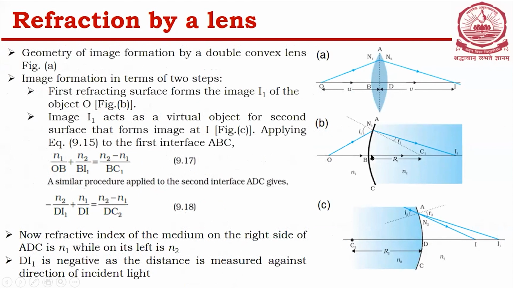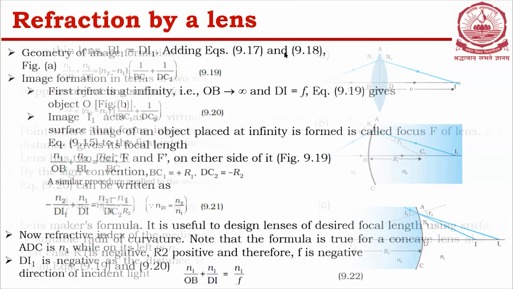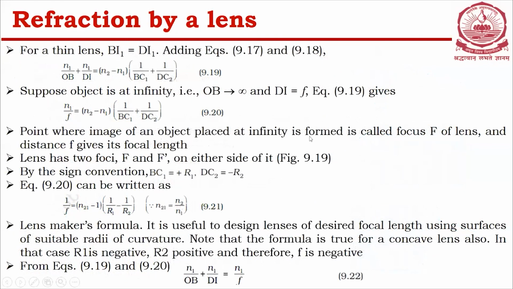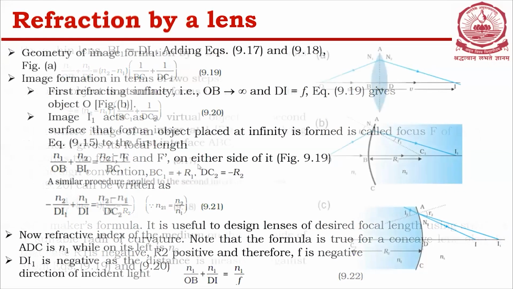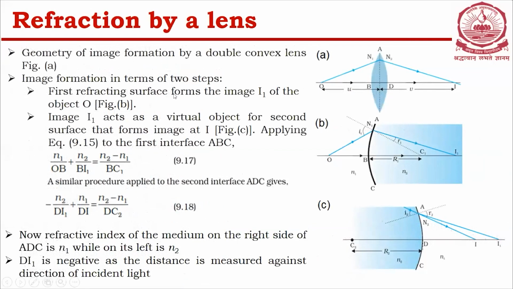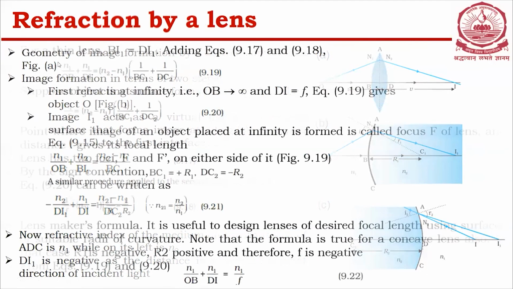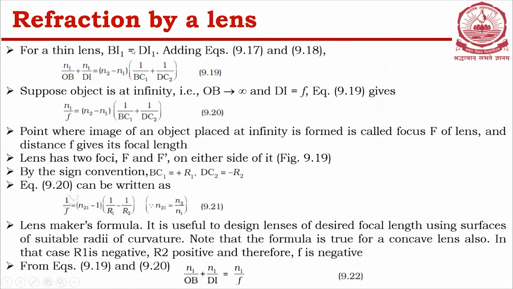Because for just writing these equations, we consider this a spherical refracting surface, but actually it is a very thin lens. So that is why I have written, so then you have to add these two equations, 9.17 and 9.18. When you add these two equations, you will get the equation n1 by OB plus n1 by DI equal to (n2 minus n1) into (1 by BC1 plus 1 by DC2). This is the equation after adding.